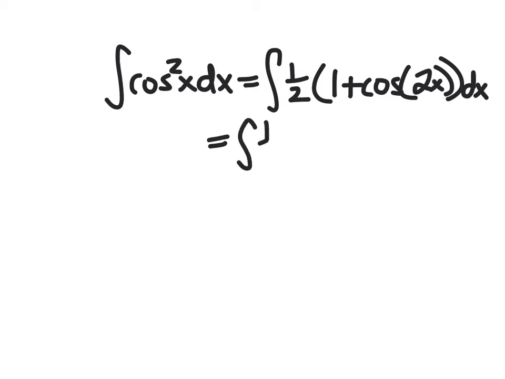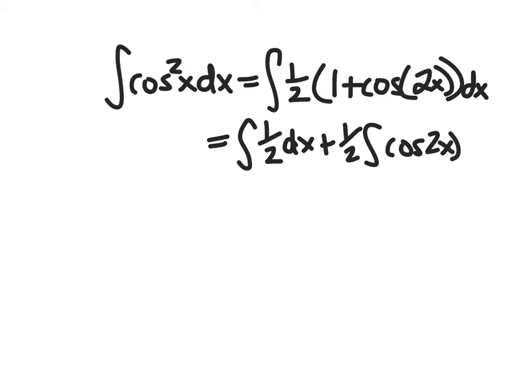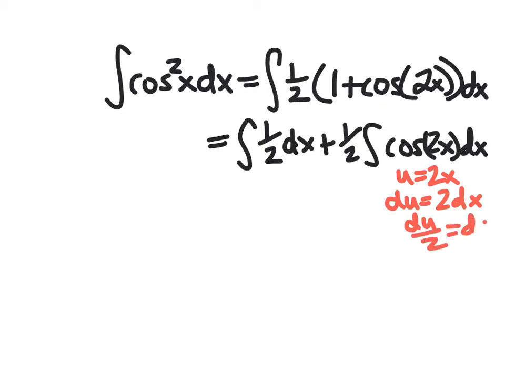So this is just the integral of 1/2 dx plus 1/2 the integral of cosine of 2x dx. The one on the left is pretty easy. The question is, how do we do the one on the right? Well, that would be just a really quick u-sub where u is 2x. So du is 2 dx. We see dx there, so we just get du over 2 is dx.